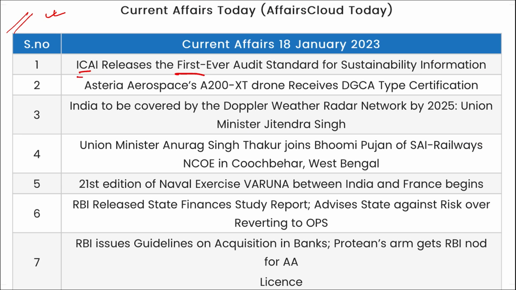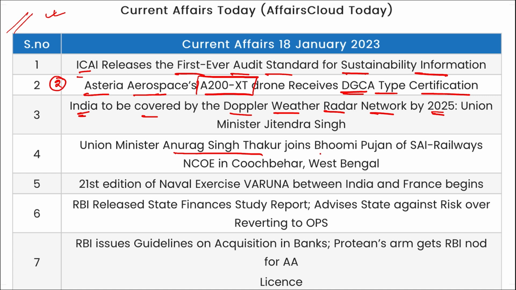ICAI has released the first ever audit standards for sustainability information. Asteria Aerospace's A200 XT drone has got the DGCA type certification, and Asteria Aerospace became the company that has two drones provided with DGCA type certification. India to be covered by the Doppler weather radar network by 2025. Union Minister Anurag Singh Thakur has joined the Bhumi Pujan of the Sports Authority of India and Railways National Center of Excellence in West Bengal.